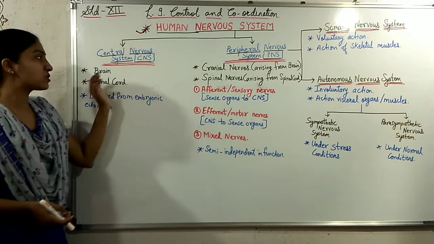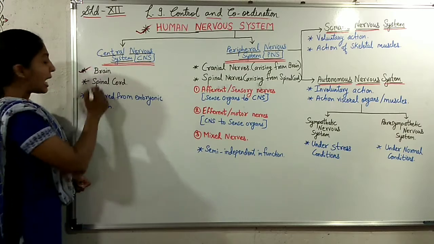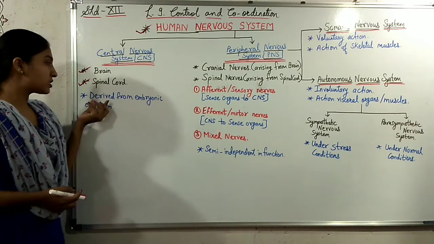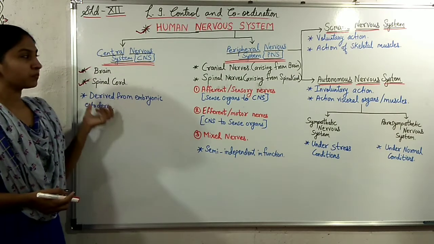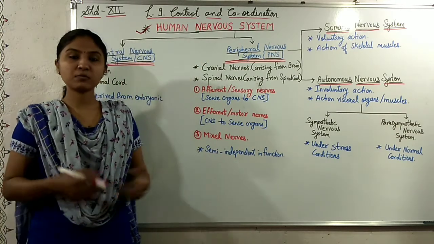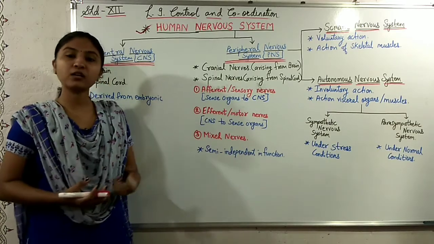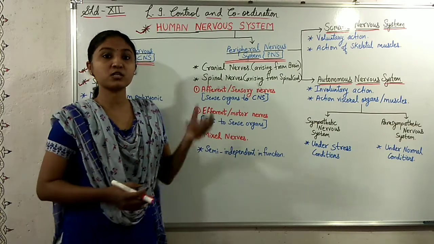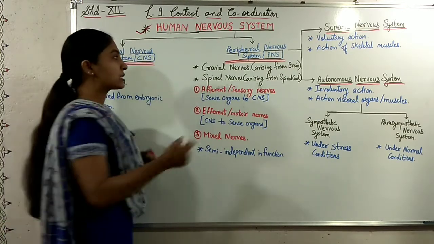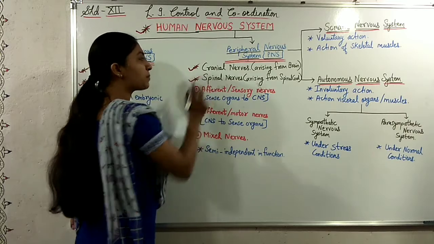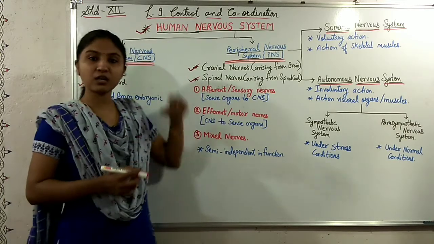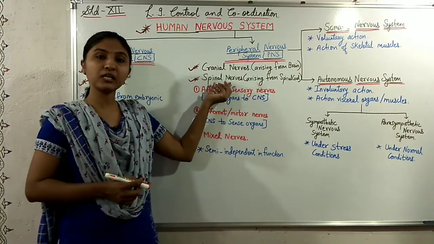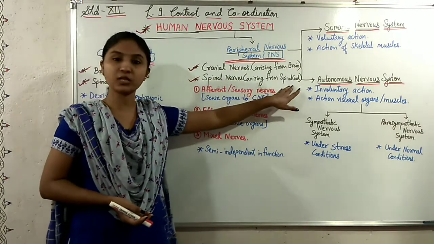The central nervous system consists of the brain and spinal cord as its main organs, and this central nervous system is derived from embryonic ectoderm, whereas the peripheral nervous system is made up of nerves. On the basis of the origin of nerves, it is divided into two types, that is cranial nerves and spinal nerves. Cranial nerves are the nerves which arise from the brain, whereas spinal nerves are the nerves which arise from the spinal cord.